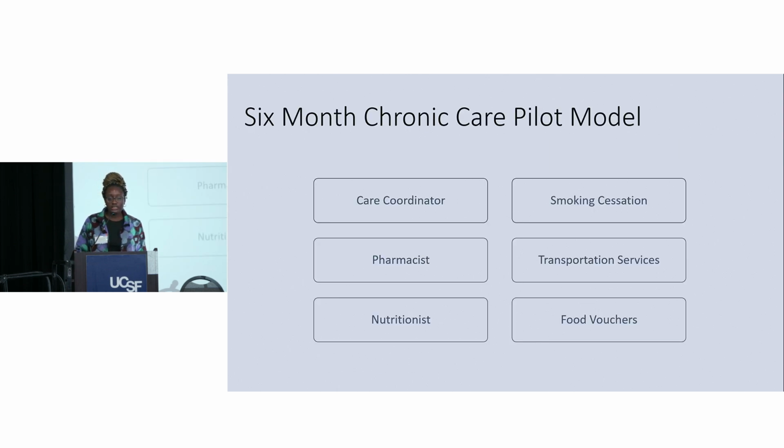So this project was a 6-month chronic care pilot model, and there was a care coordinator who worked on managing the patient panel and also did appointment reminders. They also received support in terms of scheduling a visit with a pharmacist or nutritionist, and they received smoking cessation and transportation services if they were interested. And all participants received food vouchers specifically for produce or groceries totaling $160 per month.